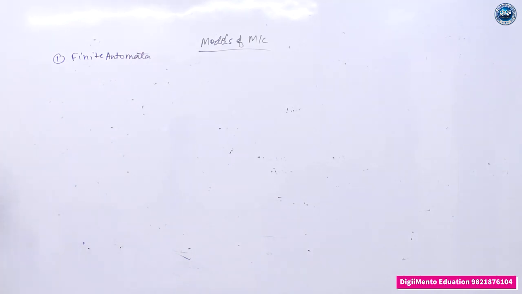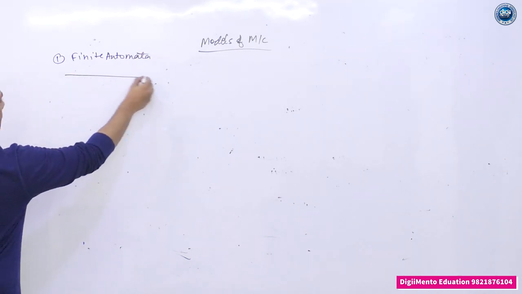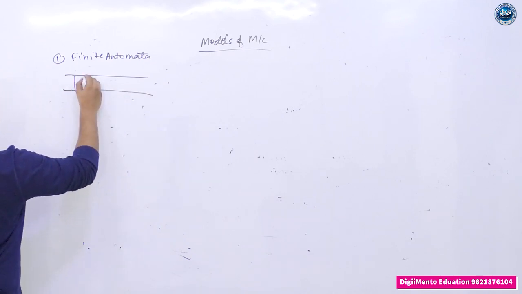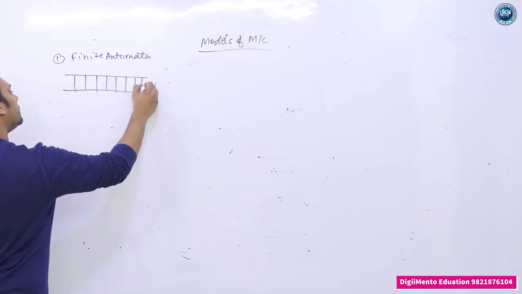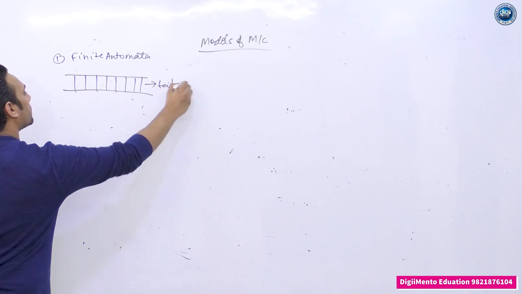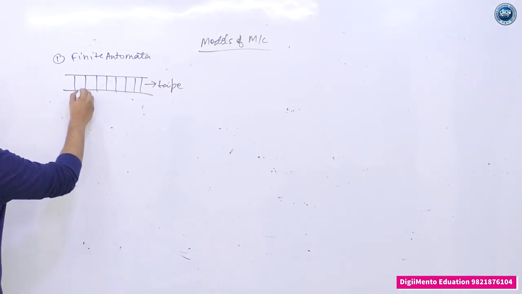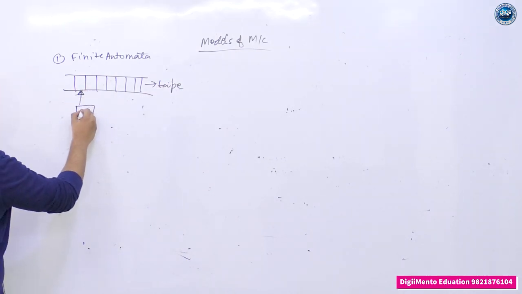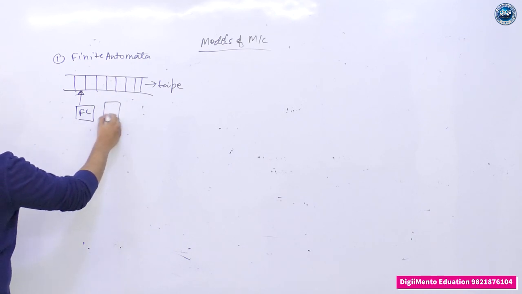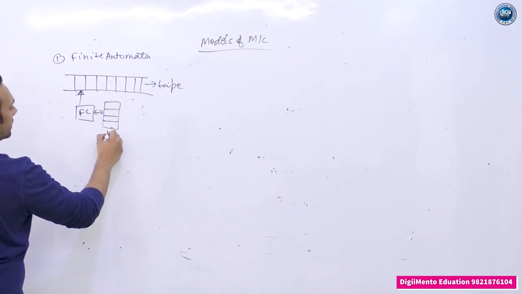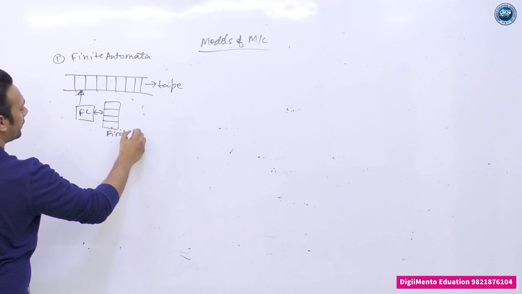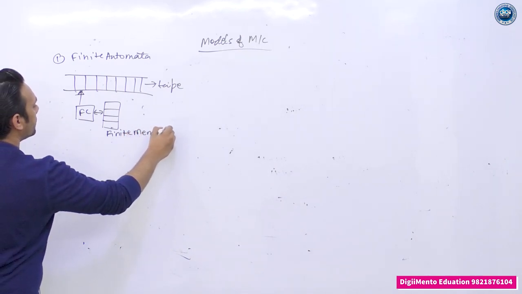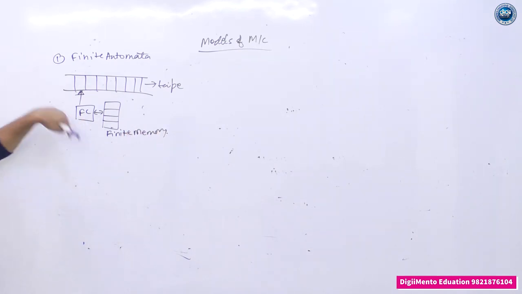Finite automata. So in a finite automata, you have a tape here. This is a tape where you can load your string. You have a finite control and you have a finite memory. This memory is finite. So if we have a machine like this, then we call it a finite automata. So हम उसको बोलेंगे finite automata.